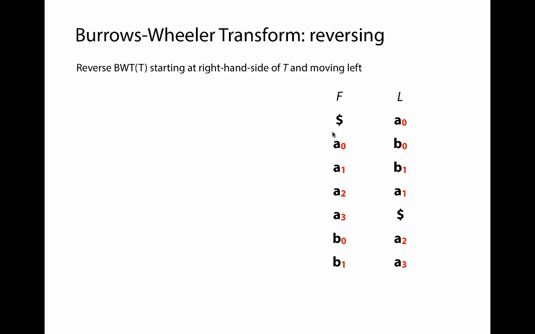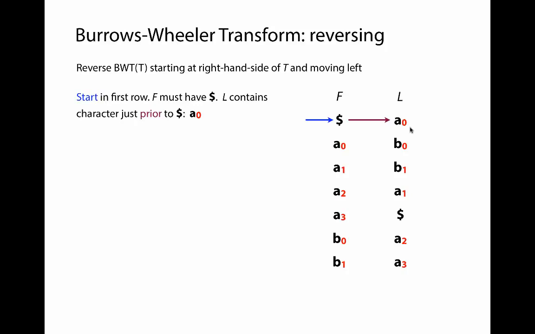So one thing we know right off the bat is that the first character in the F column is always going to be the $ sign because of how we've sorted the matrix and because $ sign is less than all the other characters in the alphabet. So since we know that first row begins with $ sign, what that means is that the character in the last column of the first row, because the first row is a rotation, is the character that comes right before the $ sign. In other words, it's the second to last character of T$.